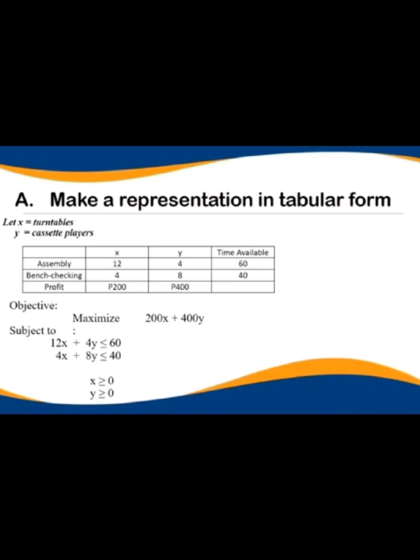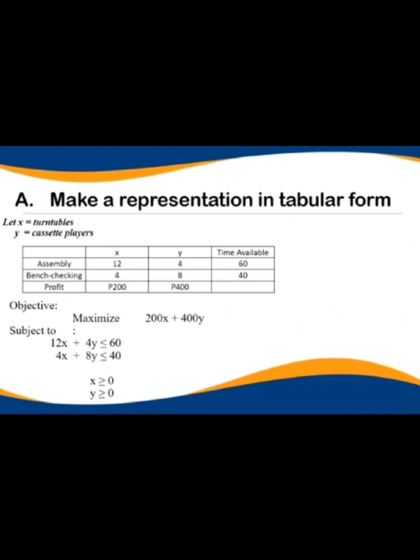We have the profit for each turntable, 200, and 400 naman sa cassette players. The objective is to maximize, as you can see in the table. Maximize the profit: 200 times turntables plus 400 times cassette players, or 200 of turntables and 400 of cassette players. Let's proceed to subject 2.